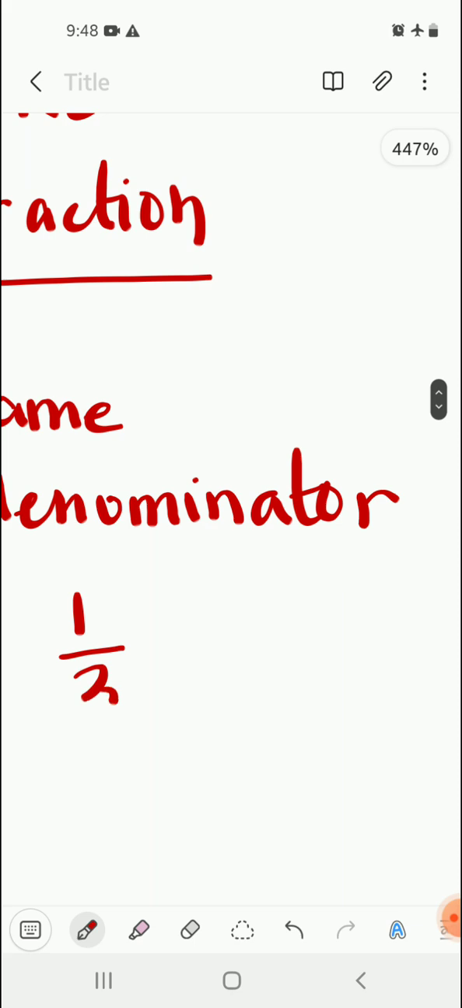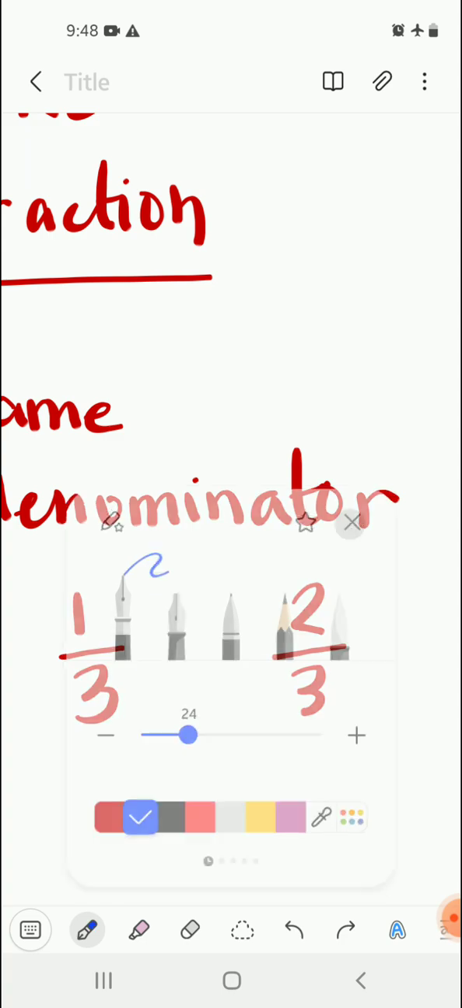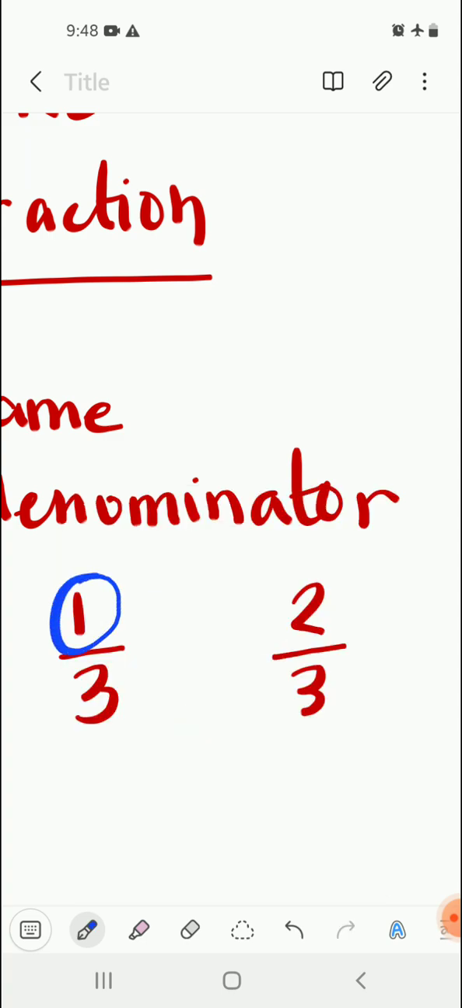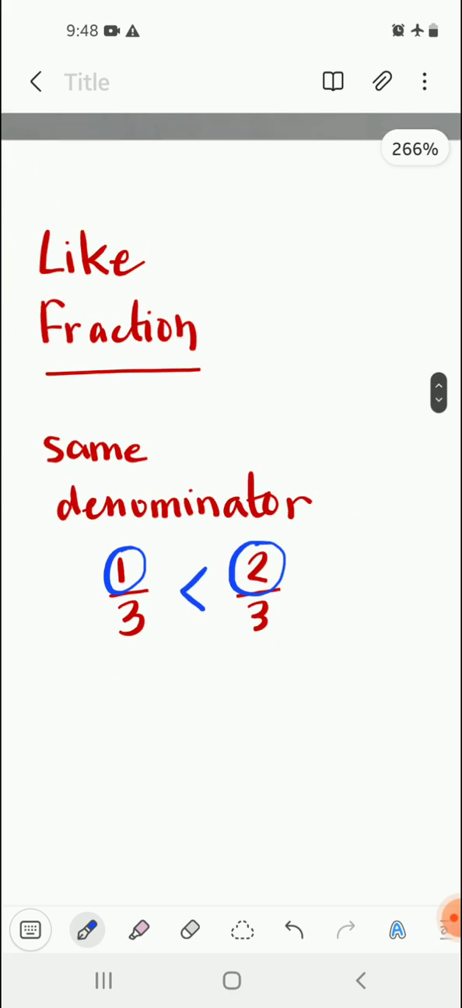For example, 1 by 3 and 2 by 3. Both the denominators are the same. In that case, we will focus on the numerator. In the first fraction the numerator is 1 and here the numerator is 2. The greater numerator is the greater fraction. So over here 2 by 3 is my greater fraction.